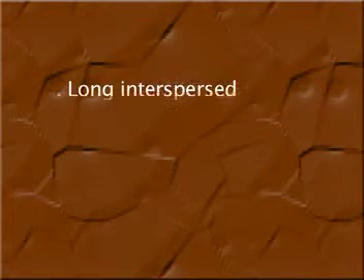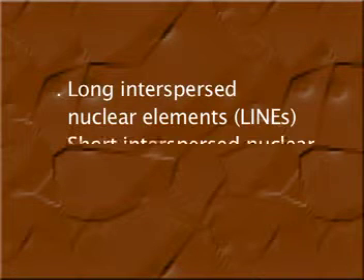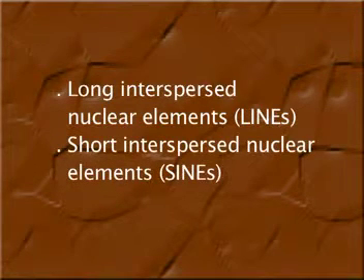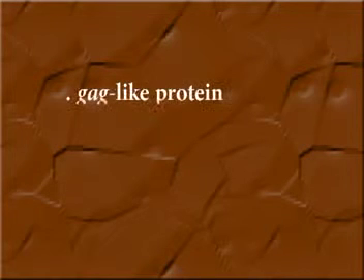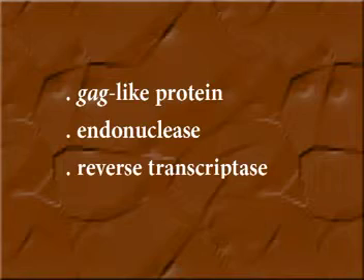The non-LTR retrotransposons lack the long terminal repeats. Instead, they terminate by simple sequence repeats. They are divided into two types, that is, long interspersed nuclear elements, LINEs, and short interspersed nuclear elements, SINEs. Their coding regions include a gag-like protein, an endonuclease, and reverse transcriptase.